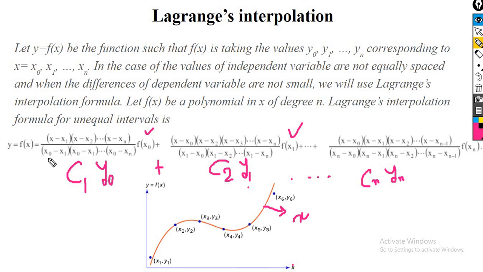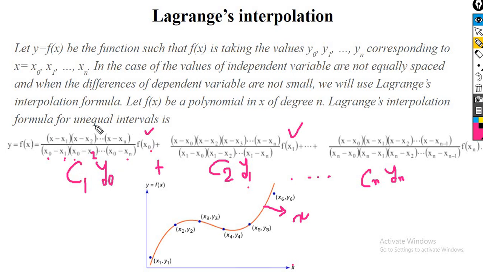We are going to write x0 minus x1, x0 minus x2, x0 minus x3 up to x0 minus xn. Obviously you cannot write x0 minus x0, since the whole term would vanish, so we will not write this one.